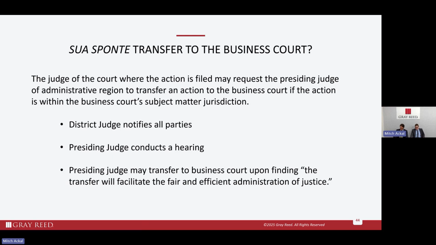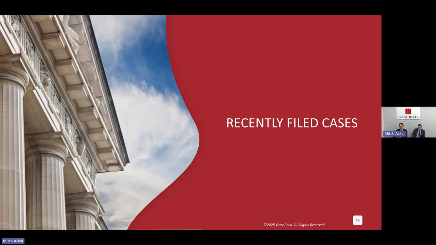I think it's much more likely, obviously, that the parties petitioning the court or deciding to go to business court on their own is going to get you there, but this is always an option that the district court judges, if they're paying attention or if they really just don't like your case, could exercise at some point in the future here. Speaking of which, we're going to take a look next at the statistics of the cases that have been filed in the business court and some of the recent opinions that have come out.